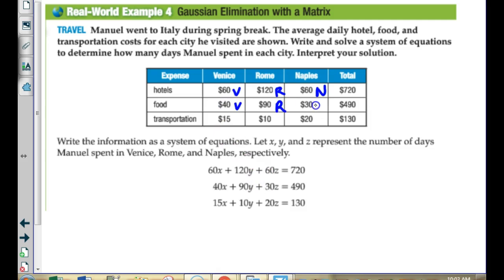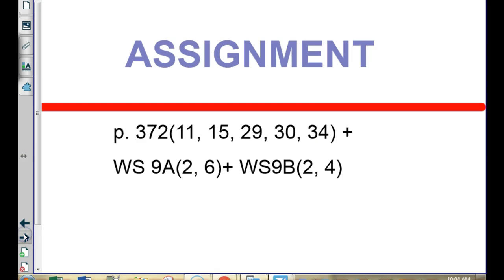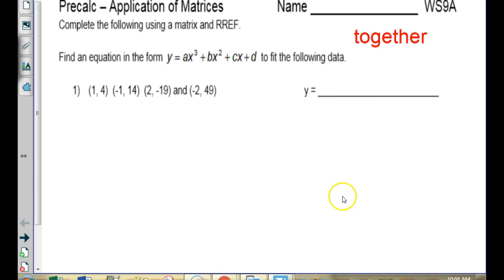Venice, Rome, Naples, total of $490 on food. Venice, Rome, Naples, total $130 on transportation. They solved, and so then this was actually Venice, Rome, and Naples, okay? So if you see that chart, don't get all freaked out. All right, so your assignment is going to be to do this, but we're going to go to worksheet 9 and figure out how to set these crazy things up. Everybody got 9?